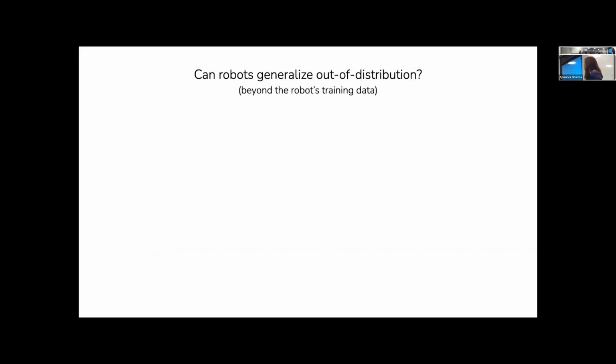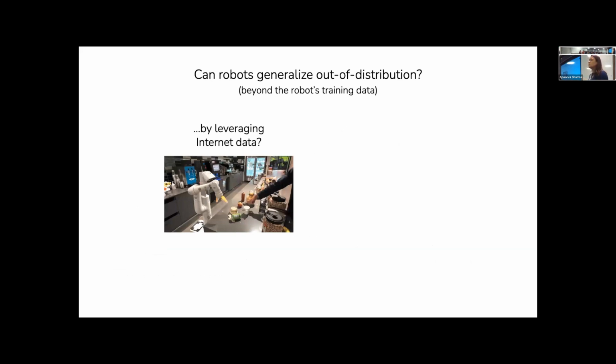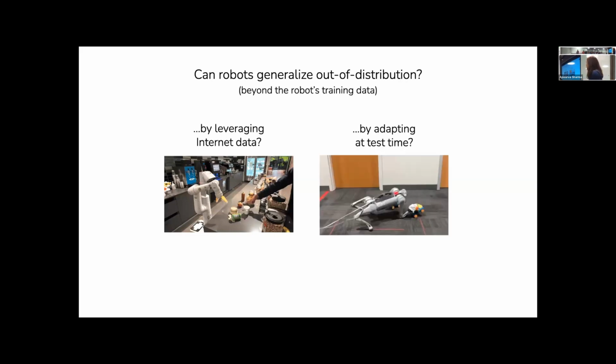So in this talk, I'll talk about basically two approaches that mimic those two threads. The first will be trying to leverage internet data that allows us to broaden the data distribution that robots are trained on. And the second will be by trying to adapt at test time using data collected during deployment.